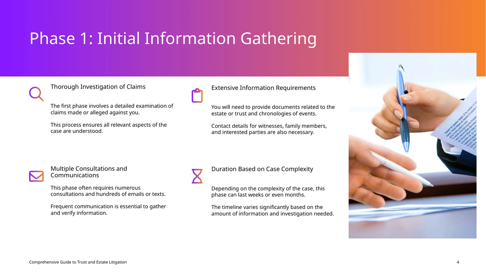Now, this part of the process often requires a lot of communication. Think numerous consultations, emails, and texts. Frequent contact is key to verify and clarify all the information we collect. Depending on how complex the case is, this phase can take anywhere from a few weeks to several months. The timeline really depends on how much information we need to investigate and verify. So, the key takeaway here is that this thorough investigation is foundational. It sets the stage for everything that follows in the litigation process.